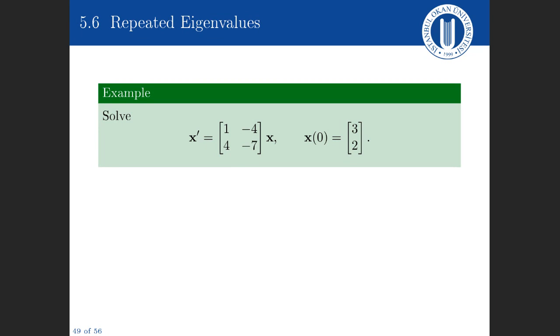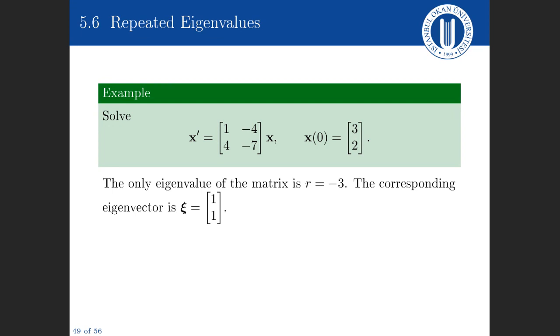Let's do another example. Solve x prime is equal to the matrix (1, -4; 4, -7) times x, with the initial condition x of 0 is equal to (3, 2). I'm going to tell you that the eigenvalue is minus 3. There's only one eigenvalue, and there's only one linearly independent eigenvector, which again is (1, 1). I was asked the previous year, why is it (1, 1) again? It's just a coincidence. There's no reason that two examples in a row should have the same eigenvector. It's just a coincidence that the matrices I've chosen both had the same eigenvector.